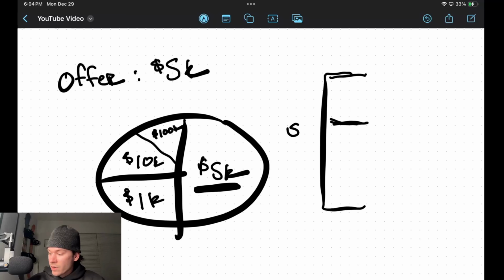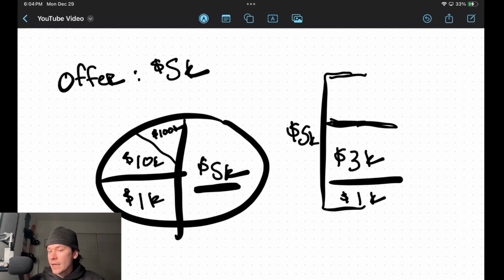So if they get all this for 5K, maybe they get just this for 3K. Maybe they get just this for 1K, right? But you are not adding any operational complexity to the actual business. You're just gating different pieces depending on how much you pay.